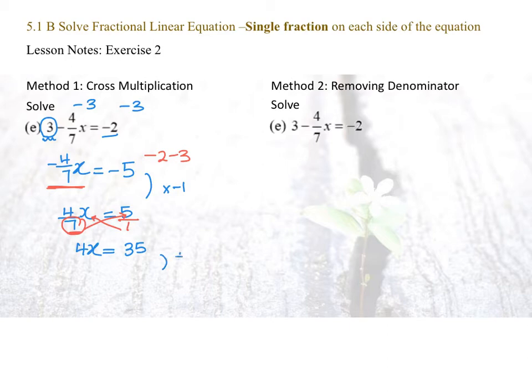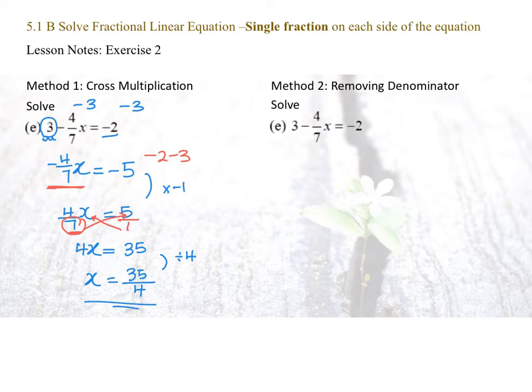We'll divide by 4. So 1 unit of x is equal to 35 over 4. We can leave this as a decimal, a mixed number, or an improper fraction, because this answer will be exact.